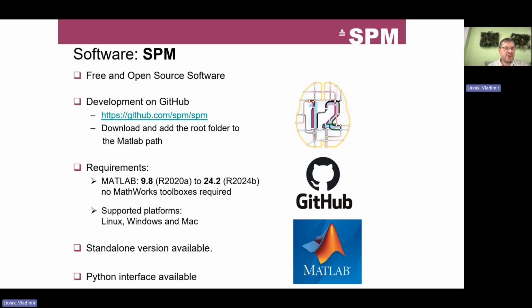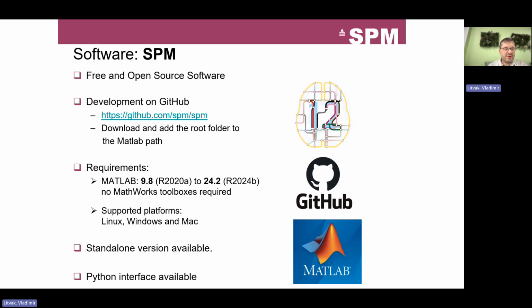The installation for SPM is very simple. We just download the SPM folder from GitHub and add the root folder, which is important, just the root folder without subfolders, to the MATLAB path. The supported MATLAB versions are from 2020a to 2024b, but SPM might also run on earlier versions. We just stopped testing on them. SPM can also run on different platforms: Linux, Windows, and Mac.